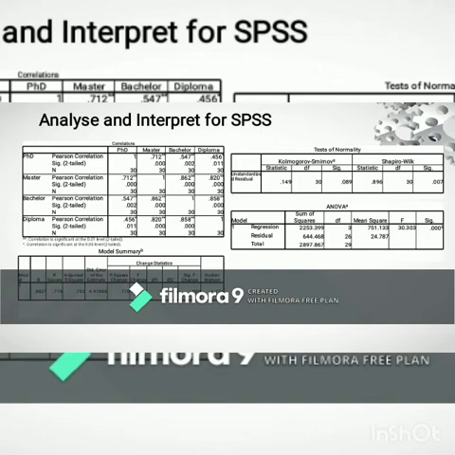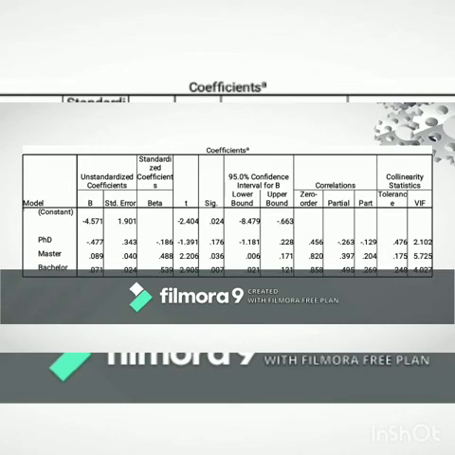The fourth table is about ANOVA. The p-value from the ANOVA table is less than 0.001, which means that at least one of the three variables, PhD, master and bachelor, can be used to model diploma. The last table is about qualification. The equation: diploma equals negative 4.571, negative 0.477 in brackets PhD, plus 0.089 in brackets master, plus 0.071 in brackets bachelor.